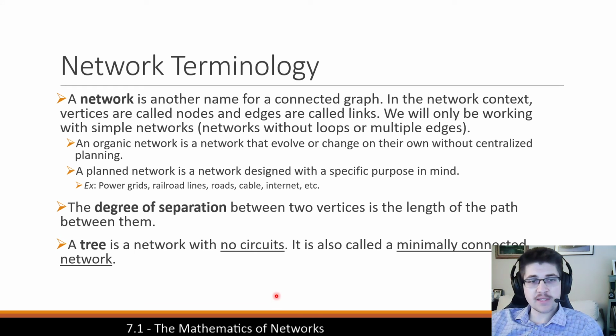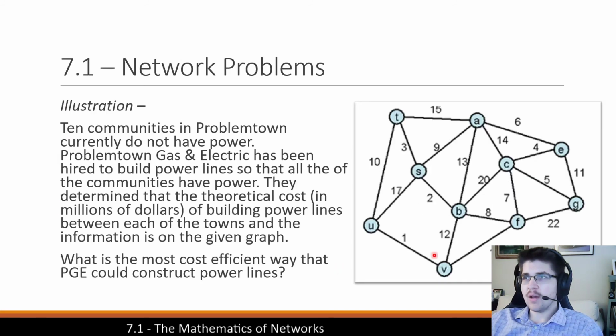Now, a term that's incredibly important for Chapter 5 specifically is a tree. And as you can see from the definition in the book or in the slides, a tree is a network with no circuits, called a minimally connected network. So if we're looking back at the power grid hypothetical network construction, this graph would not be a tree because we can clearly see there are circuits everywhere, and it is not minimally connected.